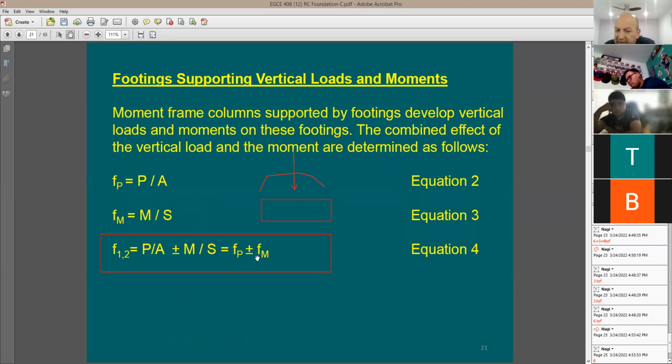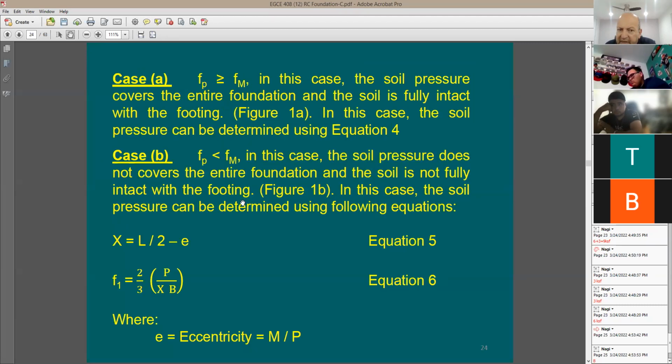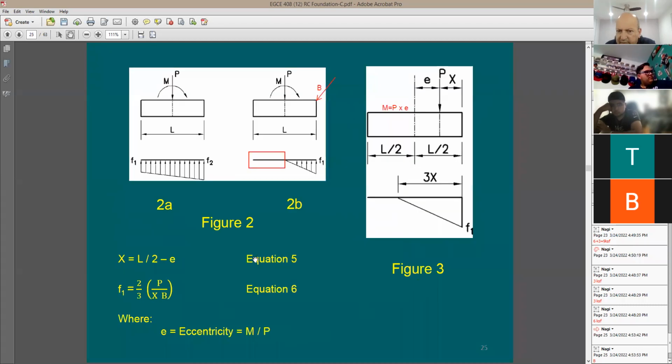But if F sub M is going to be greater than F sub P, it is going to be case 2. See this? F sub M is going to be greater than F sub P. And in this case, you need to use this equation here. This is going to be the stress below the footing on the soil. All right? We're good?